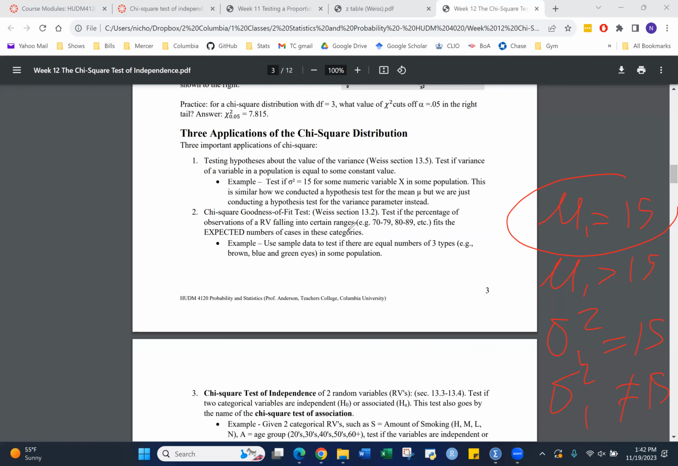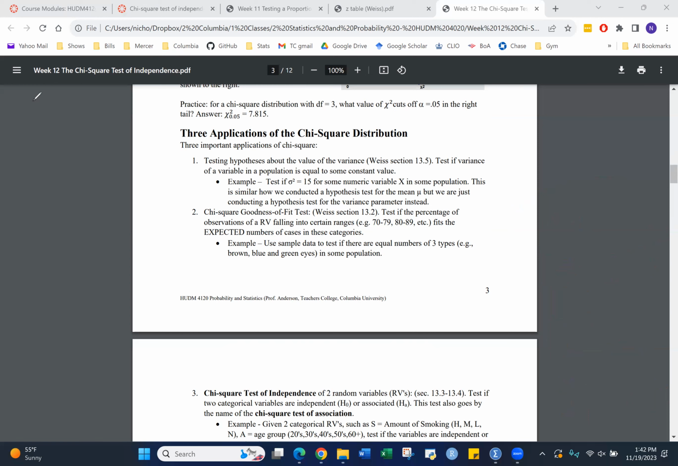And really the logic follows the same way. The difference is, instead of a z distribution, the test statistic based on the variance parameter follows a chi-square distribution. So that's use case number one, a use case which you are not expected to know or master.